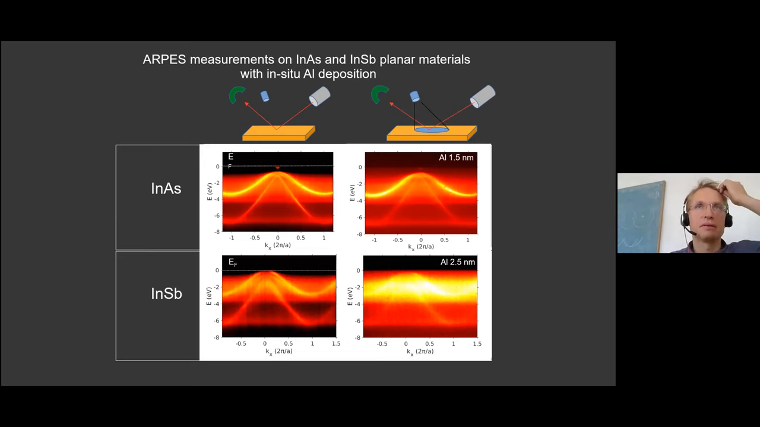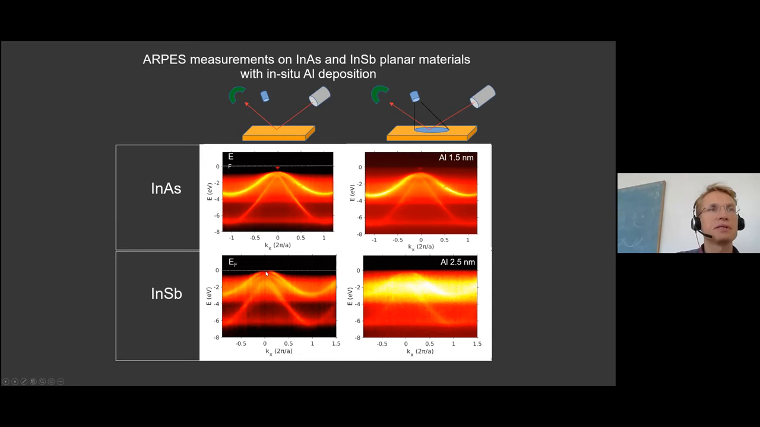One thing is that when you just put on aluminum in situ, we don't see any aluminum bands appearing. You just see a lot of electrons filling up to the Fermi level without any dispersion. And this is probably because the crystal quality when put on at this very low temperature is not very good. But you see it generally also when we grow thicker aluminum layers. In this case, indium antimonide with 2.5 nanometers, it really gets difficult to look at because you don't have any bands here.